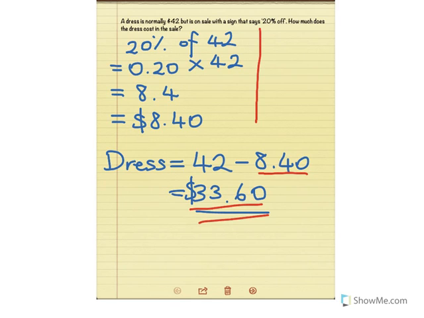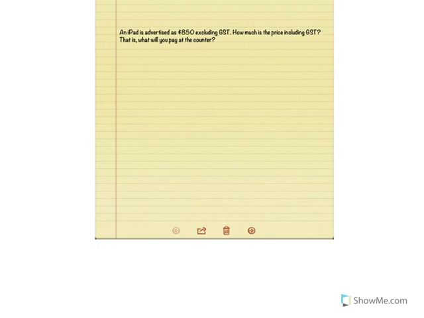In this next example, we've got an iPad advertised excluding GST. So we know that excluding means that it doesn't include GST. So we know excluding means without GST. And so now it says how much is the price including GST. So the price must get bigger than $850. So now we have to figure out what we'll pay when we get up to the counter.